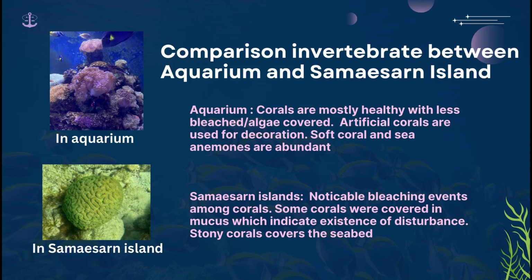In contrast, at Samesan Island, the situation is different. We observed coral bleaching events and also found some coral covered in mucus, which is a clear sign of stress or disturbance. Stony corals cover the seabed.